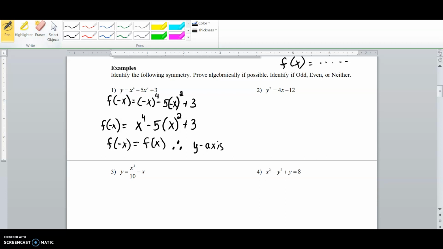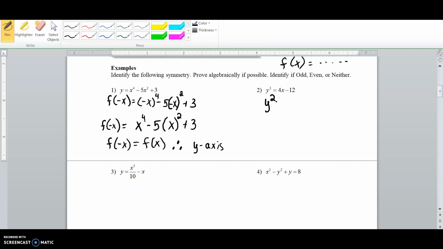Number 2, we're going to go through, so we can stop here. It says identify the following symmetry. If it's symmetric about the y-axis, we know that it cannot be symmetric about either the x or the origin. So we're going to move on. Here, we're going to do this other method where we just leave it as y squared.